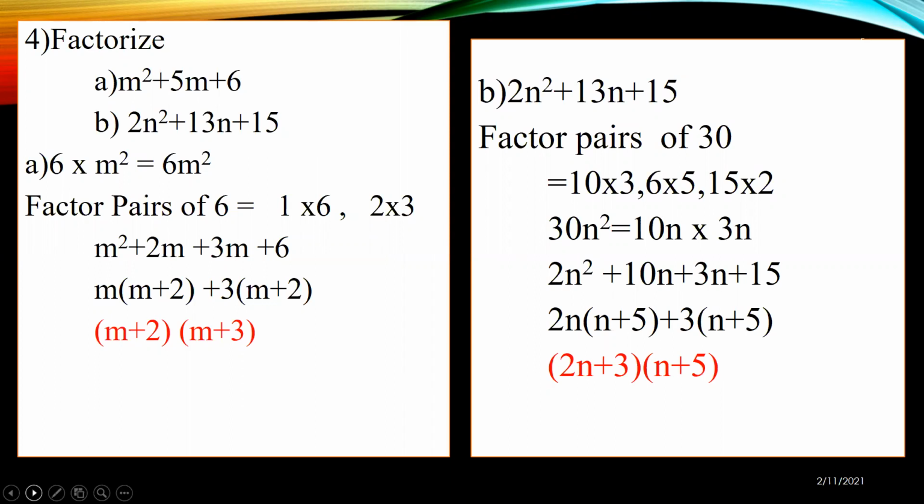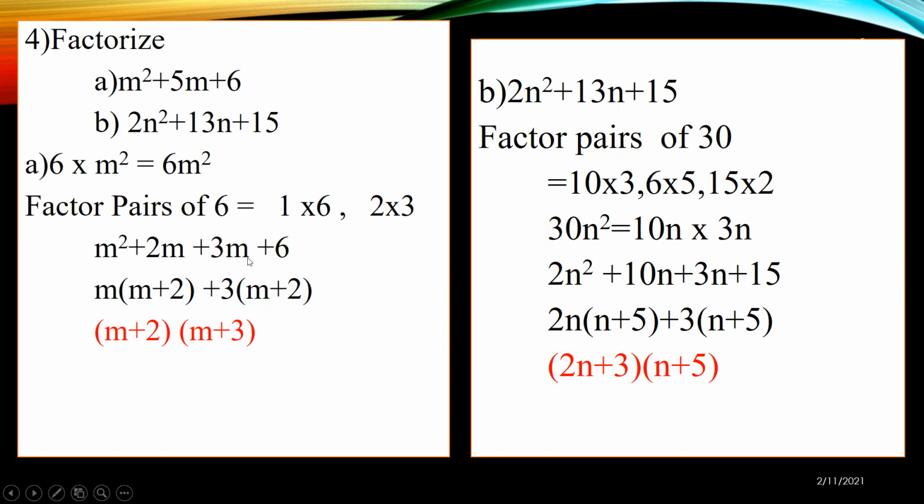Factorize the A part, m squared plus 5m plus 6, and the B part, 2n squared plus 13n plus 15. Now we know how to do these sums. The first thing you should do is multiply the power term and the number. So according to this sum, m squared into 6, you will get 6m squared. Then you have to write the factor pairs of 6. What are the factor pairs of 6? You will get 1 times 6 and 2 times 3. Now you have to identify the correct factor pair because my middle number is 5m. So therefore, I'm selecting 2 times 3.